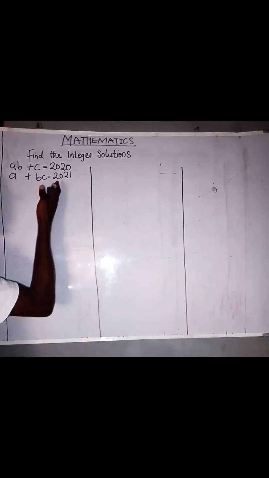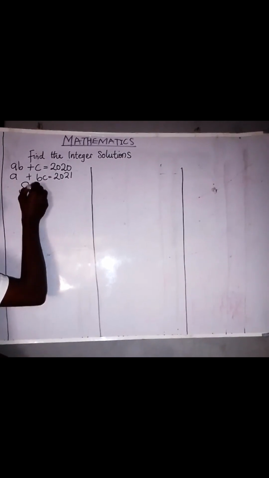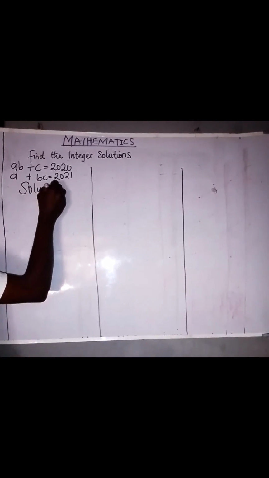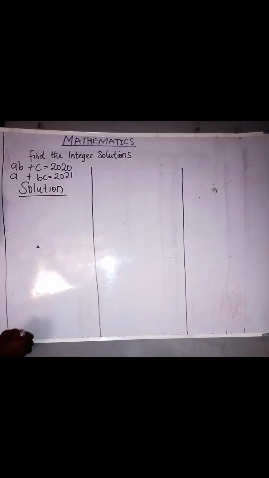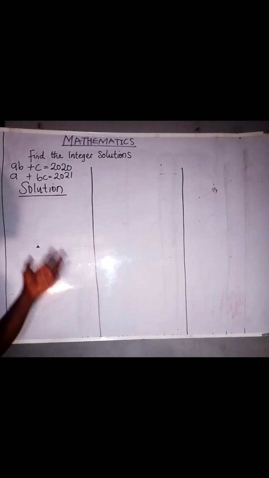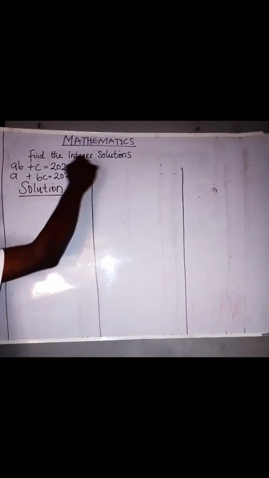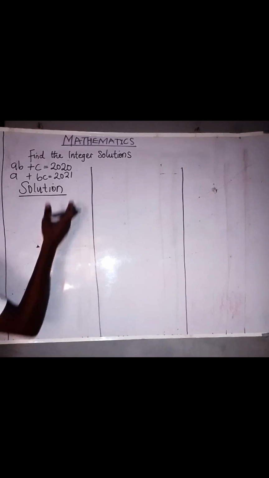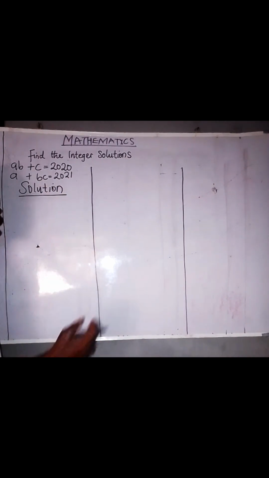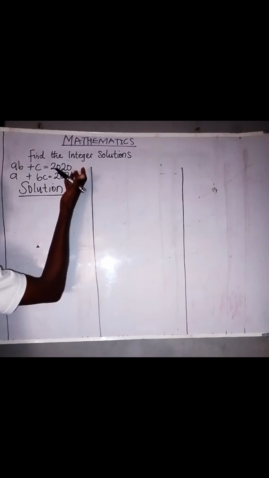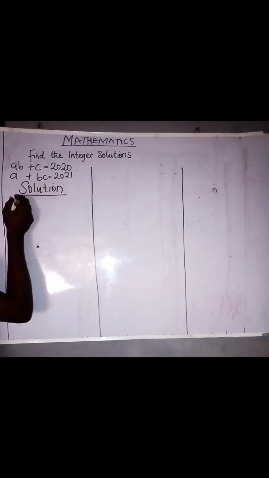Now, for you to be able to solve this, let's look at our solution. Looking at this very well, this is a simultaneous equation because it has an equation up and an equation down. Two equations are given to us. Since it is a simultaneous equation, I have to subtract equation 2 from 1.